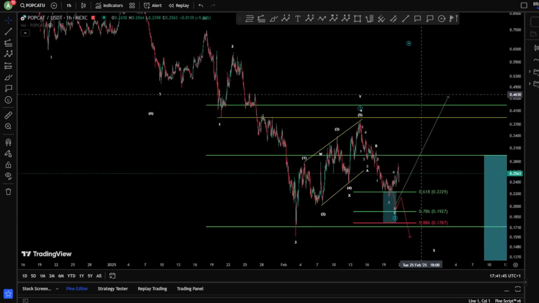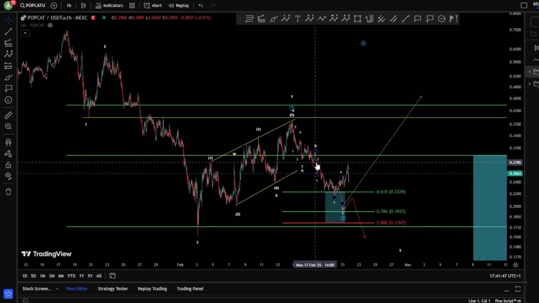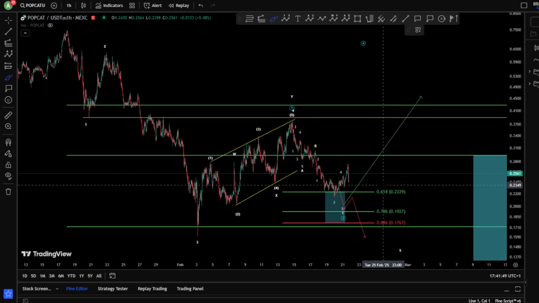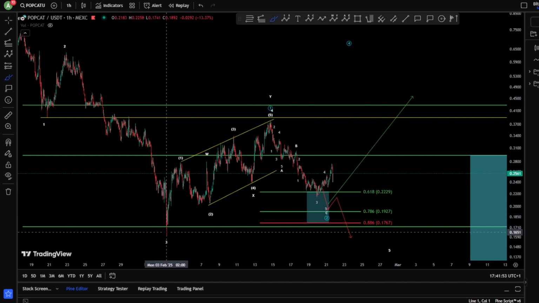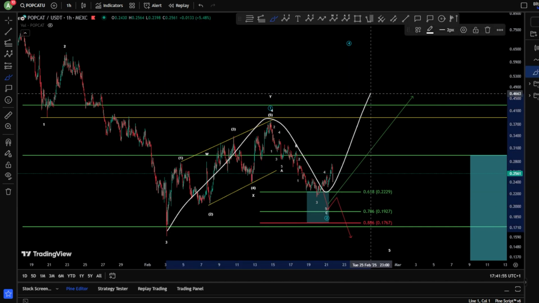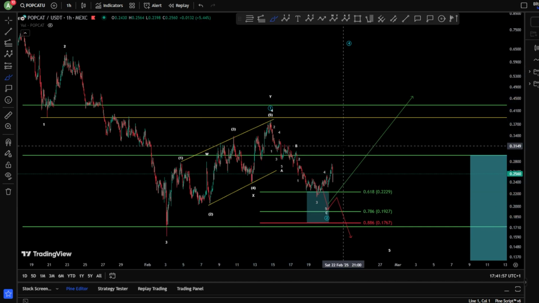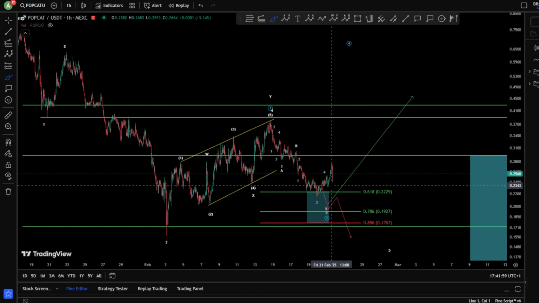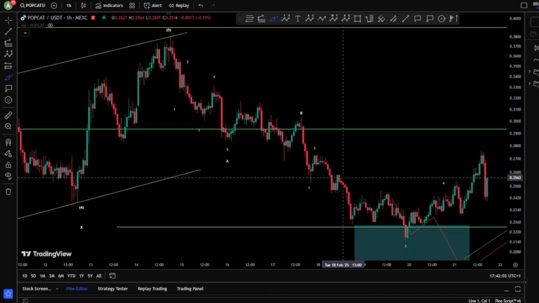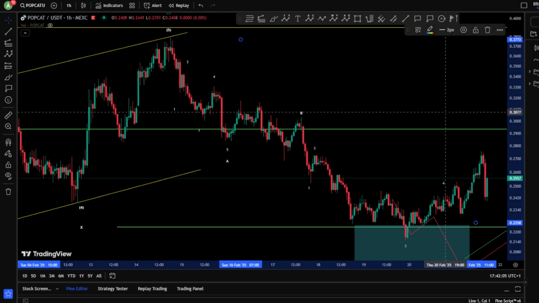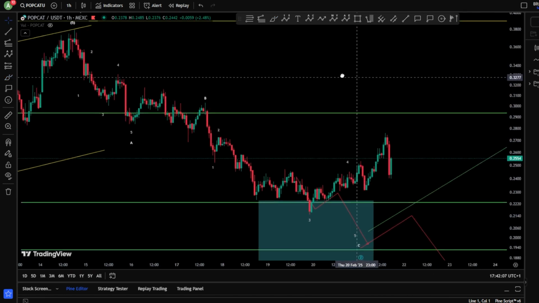Now, inside this leading diagonal, of course, we saw again a rejection, and of course a hold on inside the green box perfectly for a wave 2 in case this is your wave 1, 2, and continuation toward the upside. And yeah, so basically based on the price action right here, we are not really bullish. This is much more corrective than bullish.